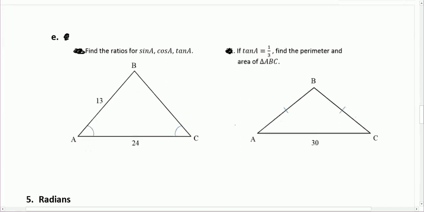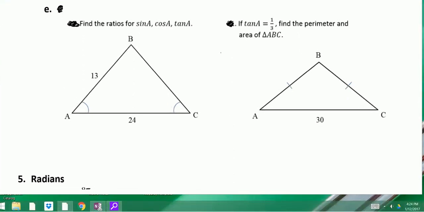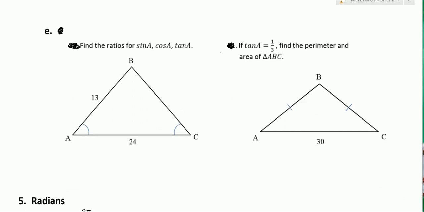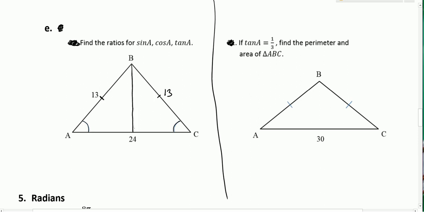Alright, next part. We have two different problems in one here, so I'm going to work on the left half first. And notice we have an isosceles triangle. The base angles are the same, so length AB, which is 13, matches length BC, which is also 13. And if I drop an altitude here, I create a right triangle, and each right triangle has base length 12.